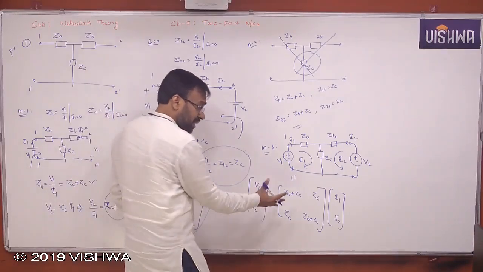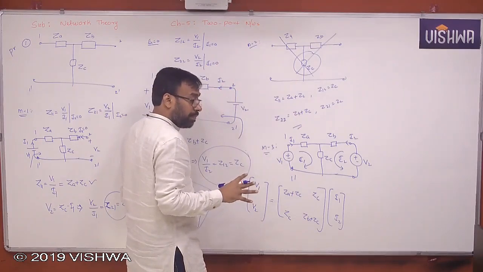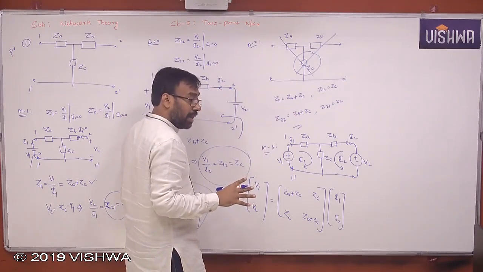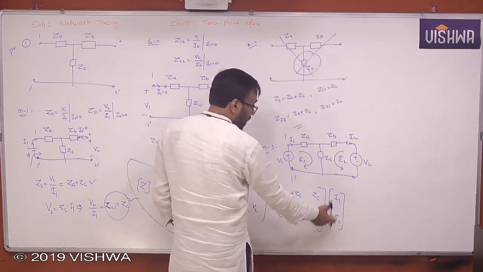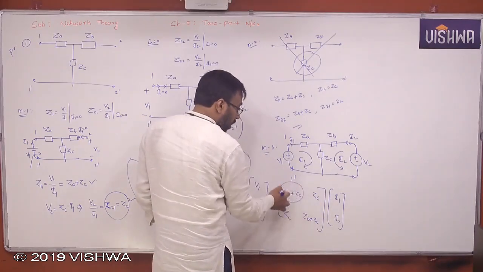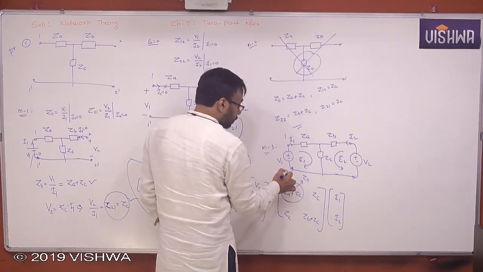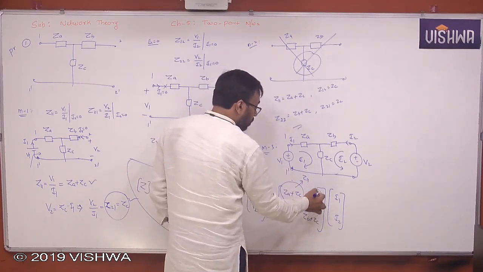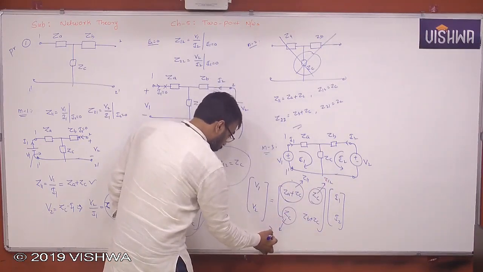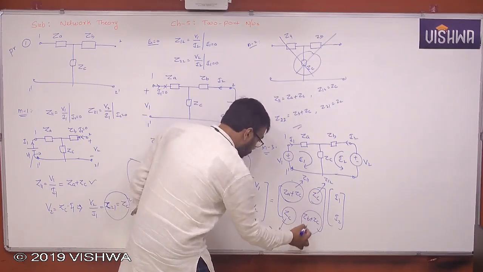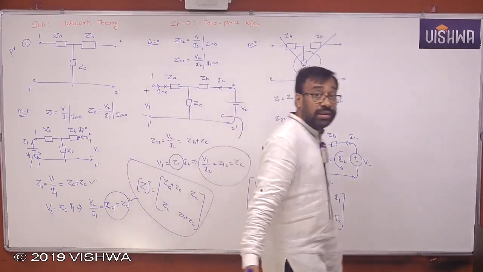If you compare these equations with the standard equations, how do the standard equations of Z parameters look? Tell me. They are also V1, V2, Z11, Z12, Z21, Z22, I1, I2. Therefore, this becomes what? Z11. Yes or no? This becomes what? Z12. This becomes what? Z21. This becomes what? Z22. Yes or no? Okay. So finally you got it.